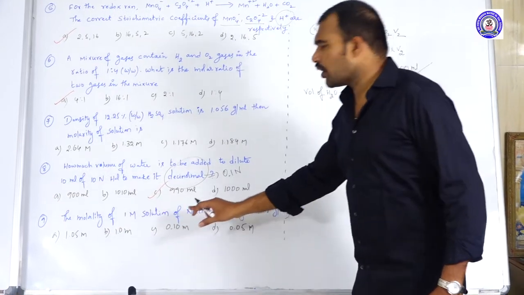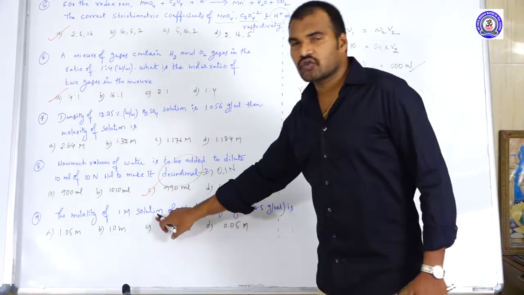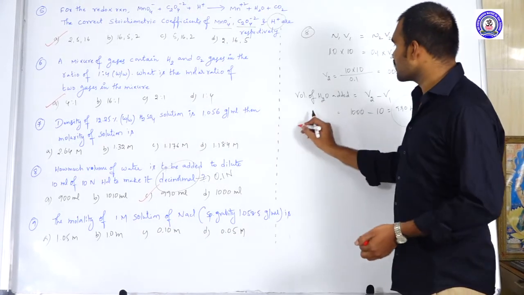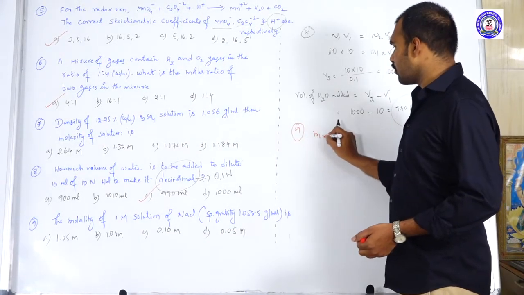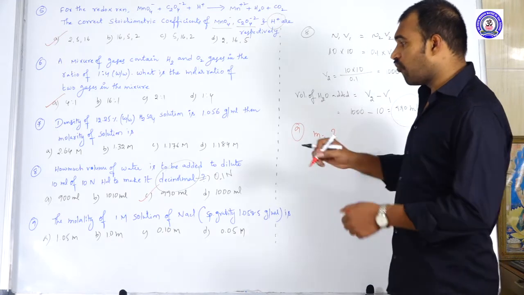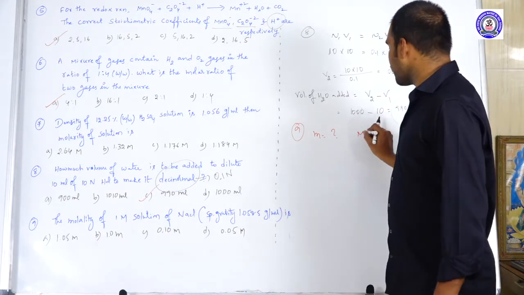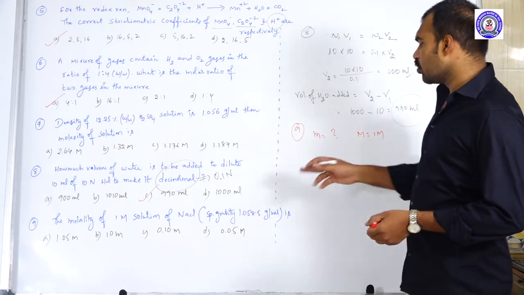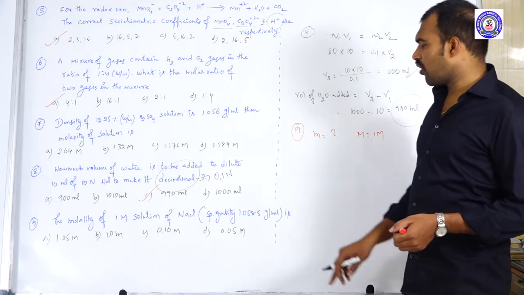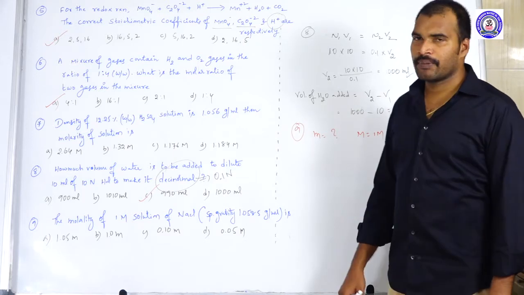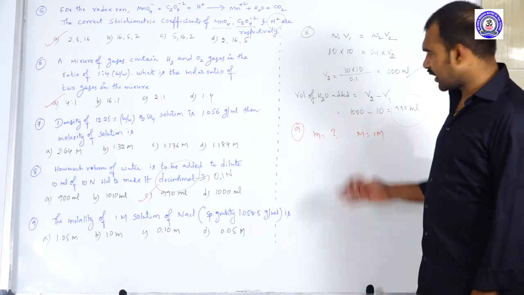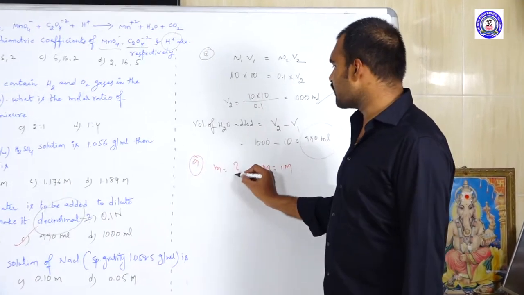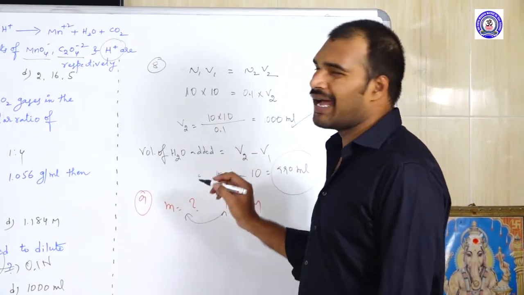The molarity of 1 molar solution. He is asking molarity, small m value. The molarity of 1 molar solution of NaCl whose specific gravity is 1.0585 gram per ml. Okay, so how to calculate this? So that means he is asking the relation between molarity and molality.